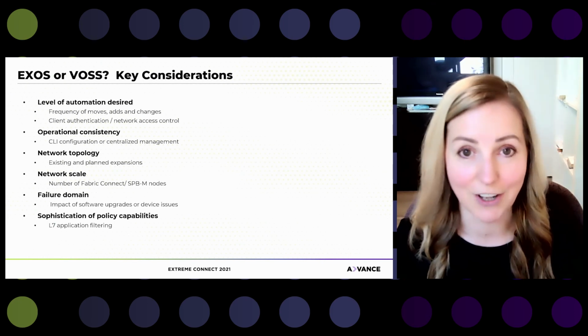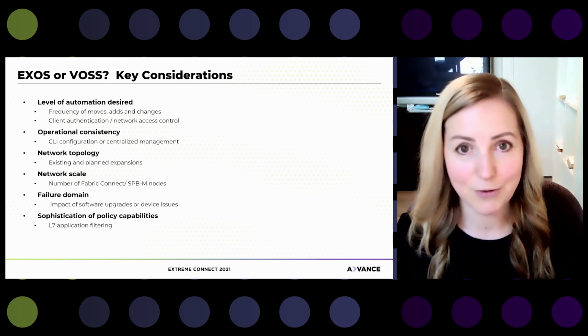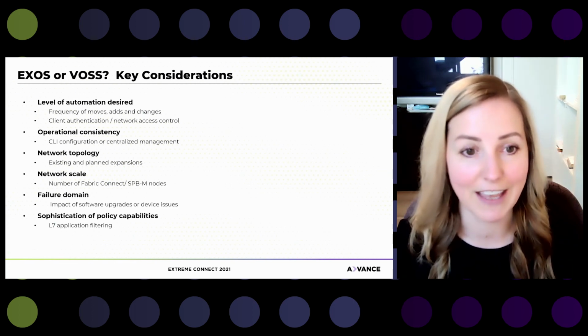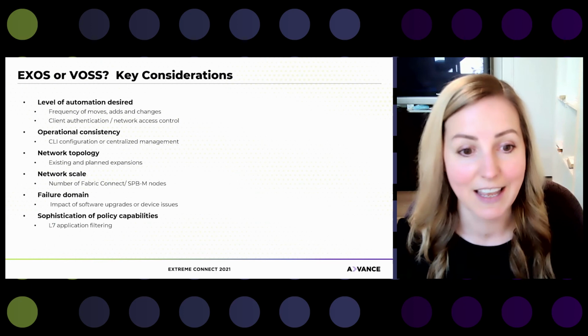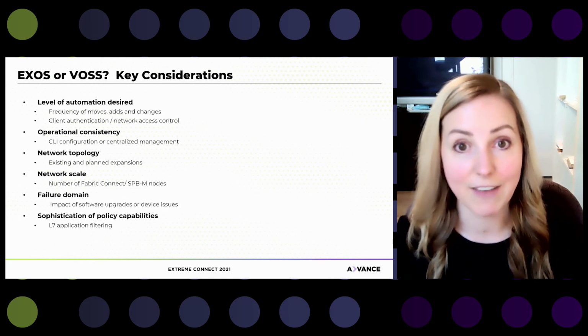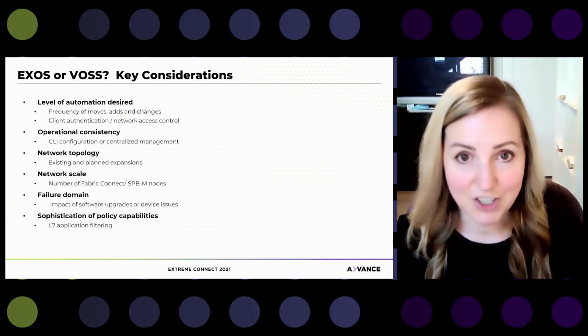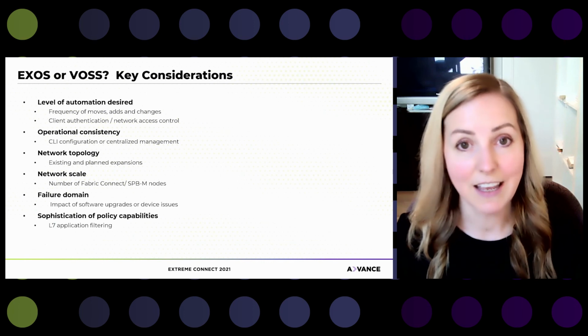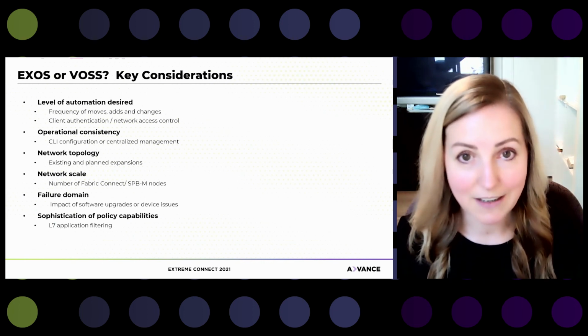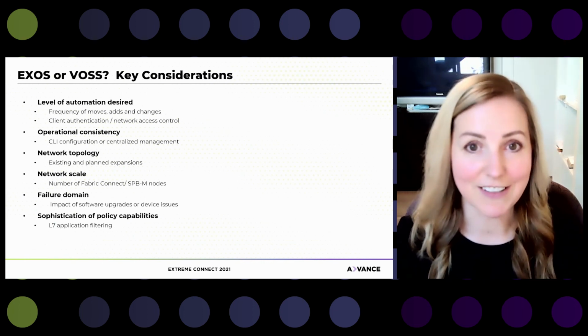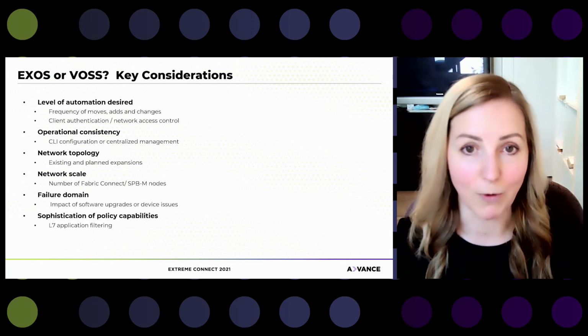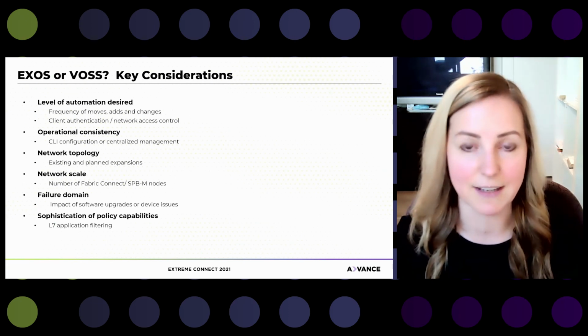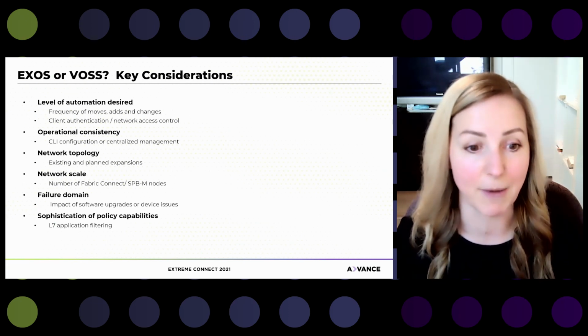Failure domain. So Joe talked a lot about this, and it really depends on what endpoints you have hanging off your switch or your stack. And having a Fabric Edge, managing each switch independently can limit the failure domain. But again, you're managing the switches with their own IP address. So there's definitely some pros and cons to think about.